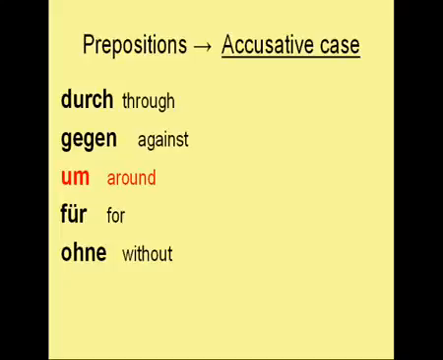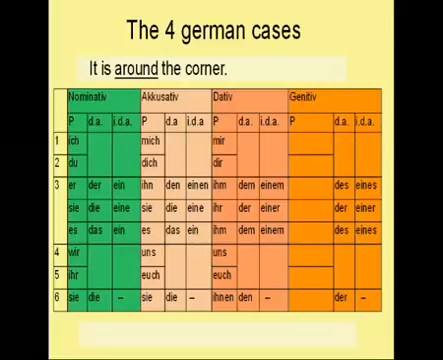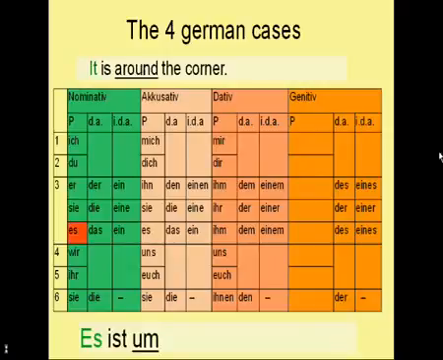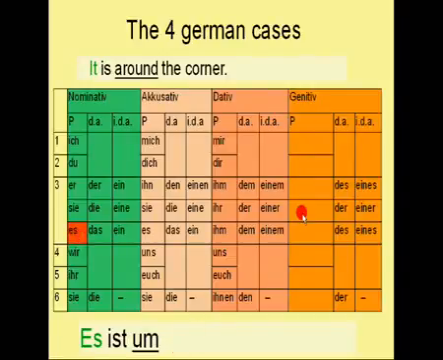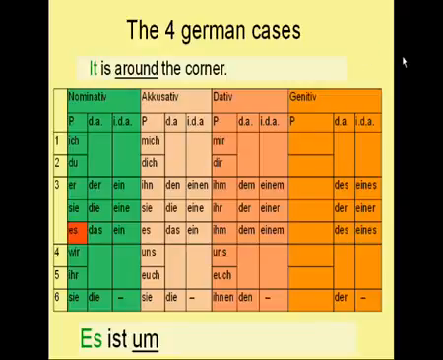Now a short example with the preposition um, which means around. It is around the corner. How would you translate it? Which part of the sentence is the subject of the sentence? It. It is the subject of the sentence, which translates to es. So the sentence starts with Es ist. Now the corner is the object of the sentence.